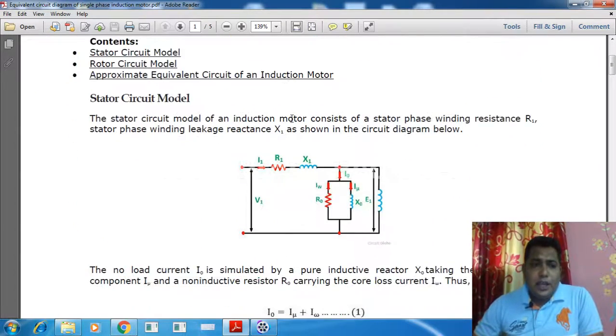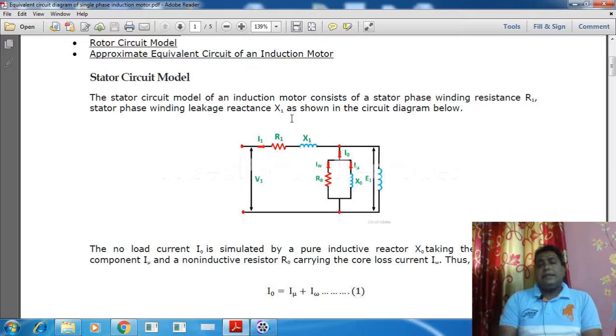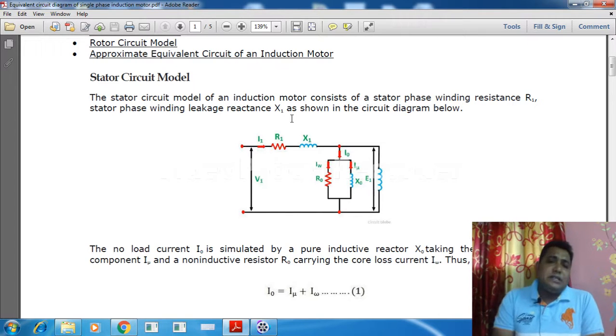First is the stator circuit model. If we think about the construction of a single phase induction motor, in the stator there is a main winding. That main winding is the stator winding, we can say. A winding means it has some resistance, and at the same time it has some reactance. The equivalent circuit diagram is represented over here.